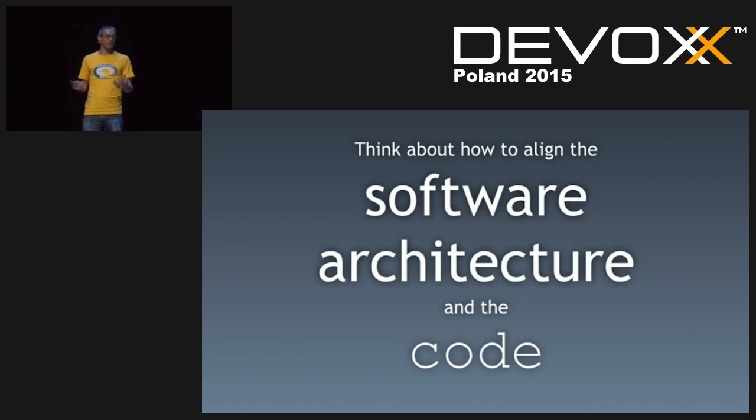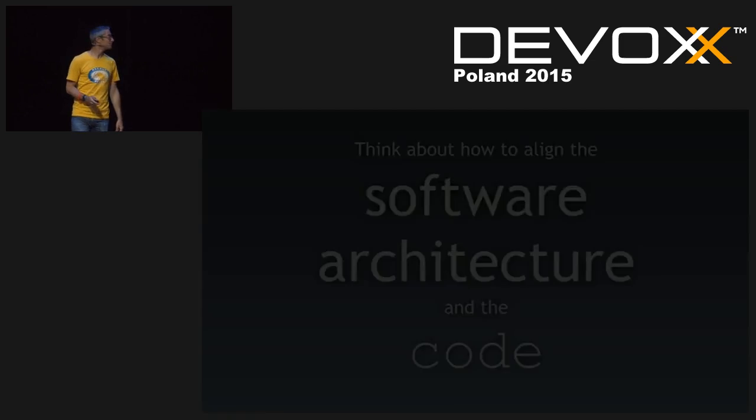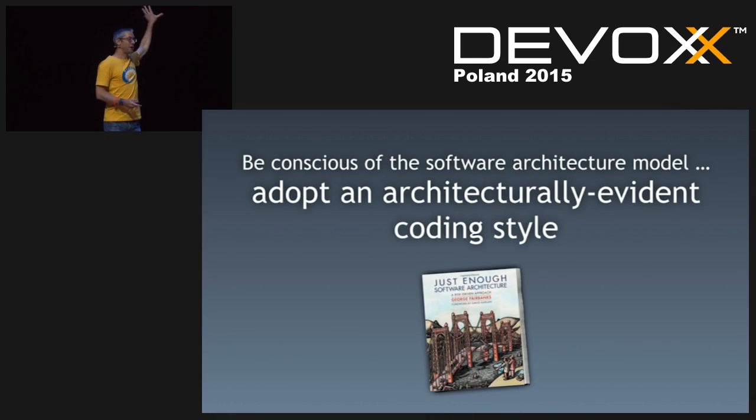So my closing comments here are really think about how to align your software architecture model and how you think of your system at the big picture with the code. These two things should map really, really cleanly. Think about that architecturally evident coding style stuff. Try and get some of those characteristics and properties and approaches into your code base so your code base better reflects your architectural model.